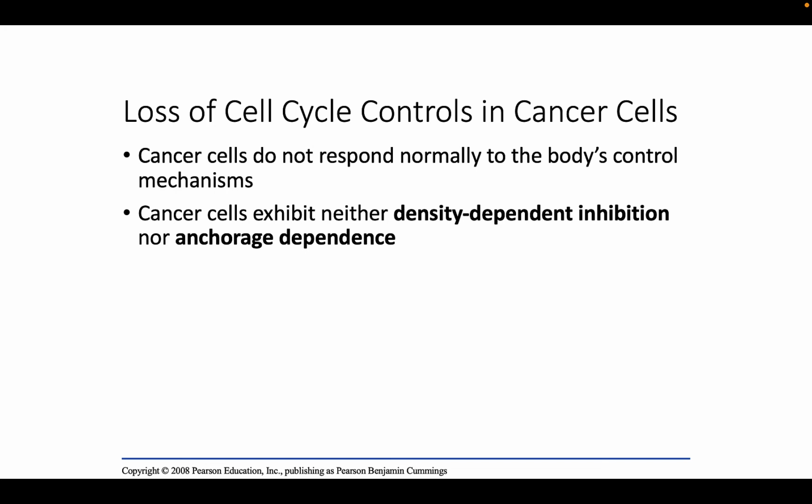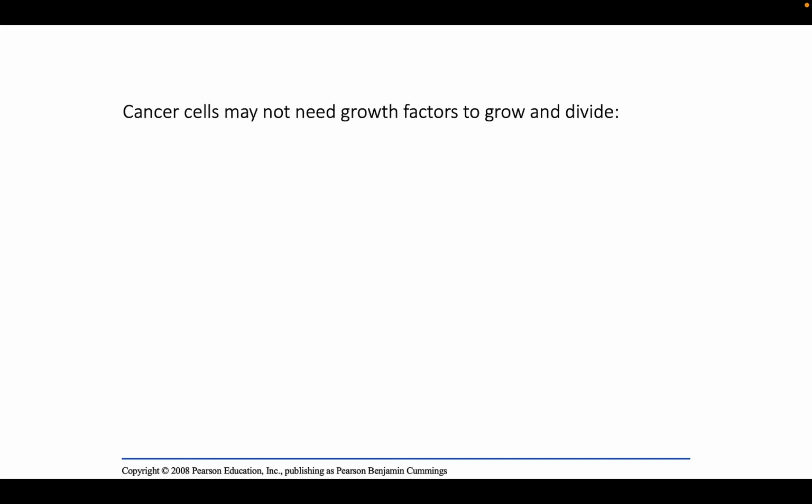It can occur through a lack of what's called density-dependent inhibition. Density-dependent meaning when crowding happens, the cell should stop dividing. And then you can also have anchorage dependence, where animal cells in general should be anchored to a substrate, anchored to something like a bone or a muscle or a tissue before they divide, whereas cancer cells will divide on their own, floating through the bloodstream or floating through the lymph system.